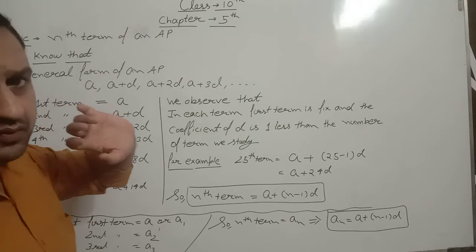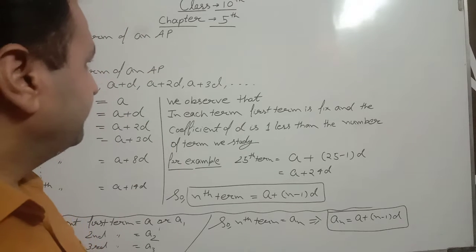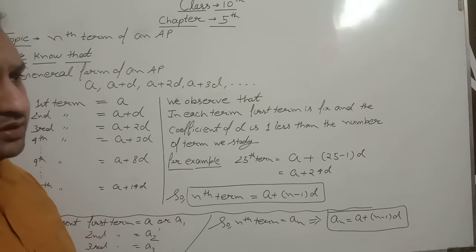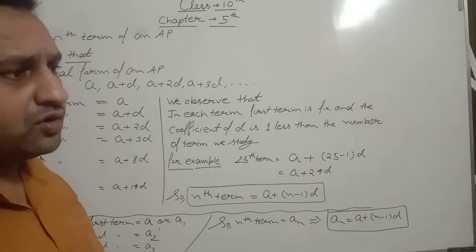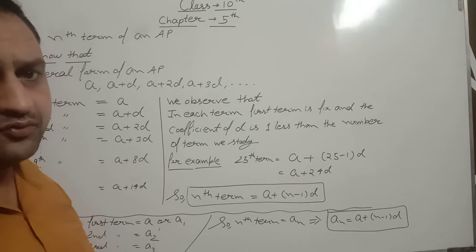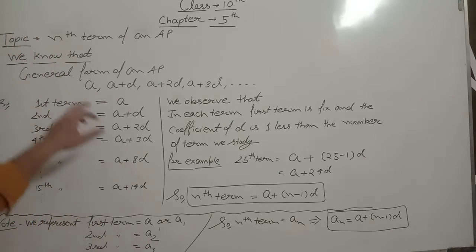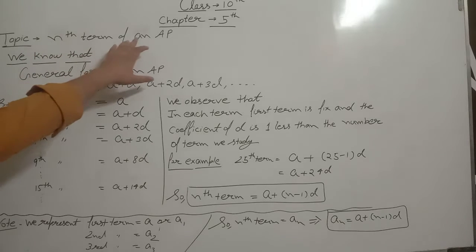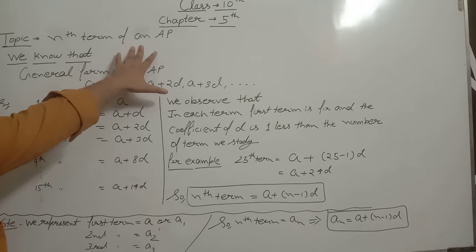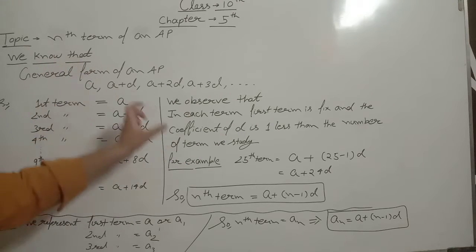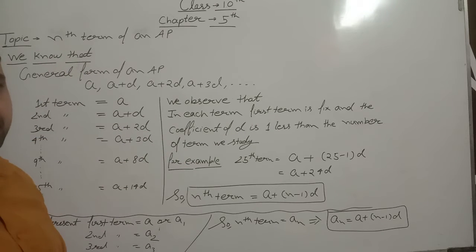In this chapter, we have already done exercise 5.1 and basic definitions: definition of arithmetic progression, common difference, first term, general form of an AP, and so on. Now the topic is nth term of an AP. Nth term of an AP means a special term of an AP.